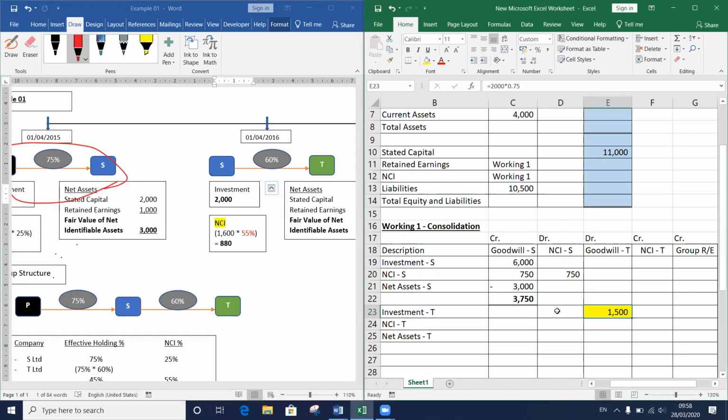Sir, are we not considering the effective holding for this? No. Effective holding percentage we mainly use for NCI calculations. Right?